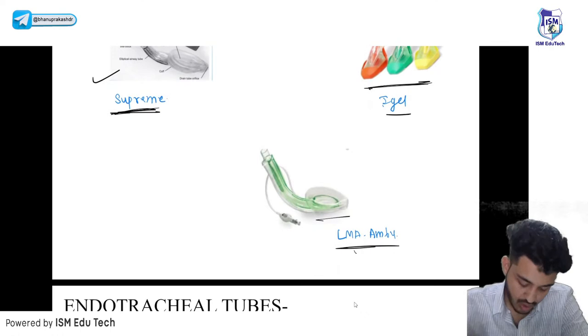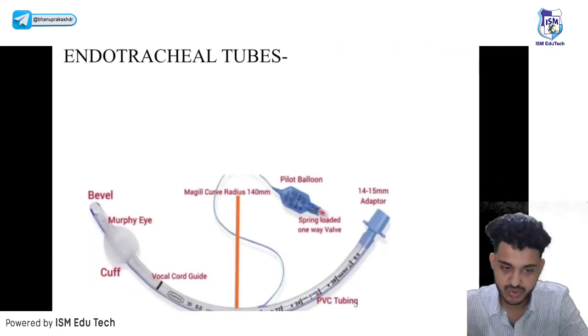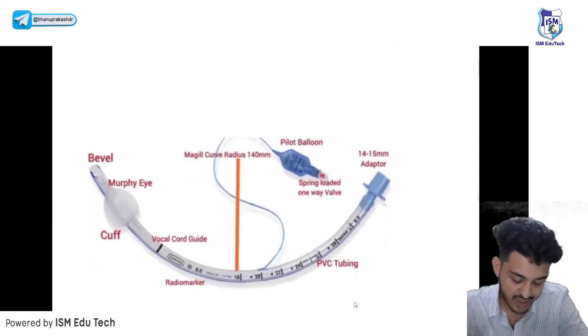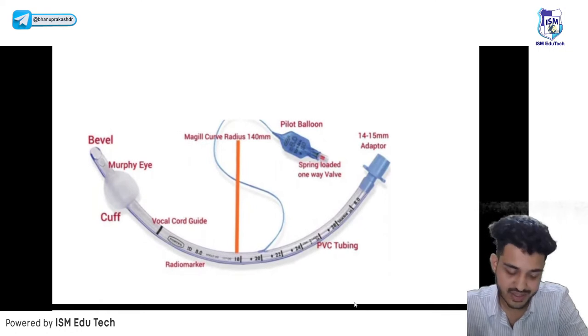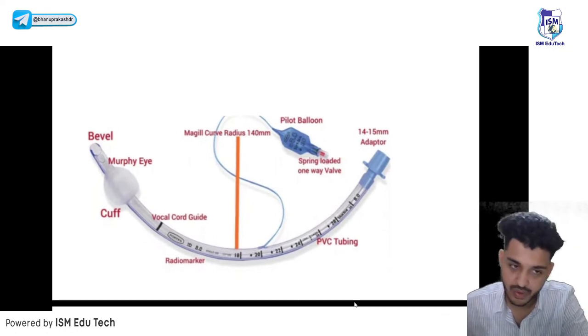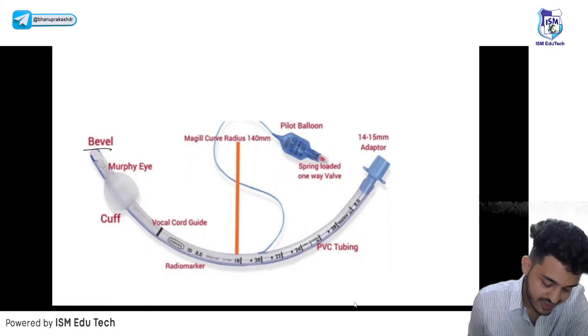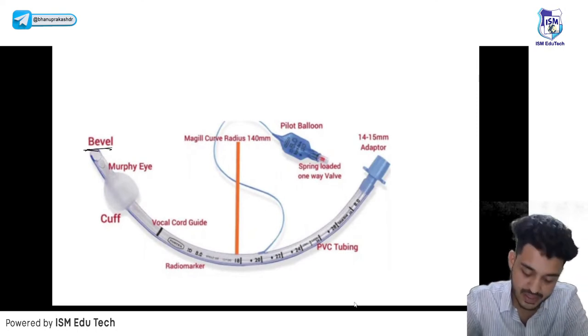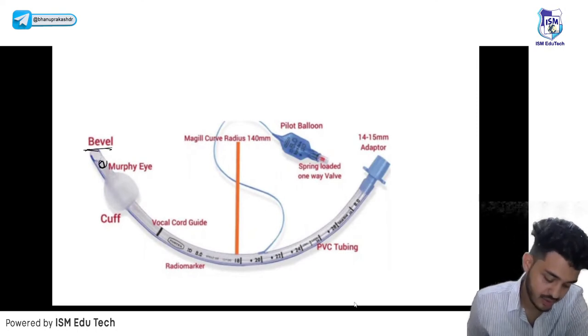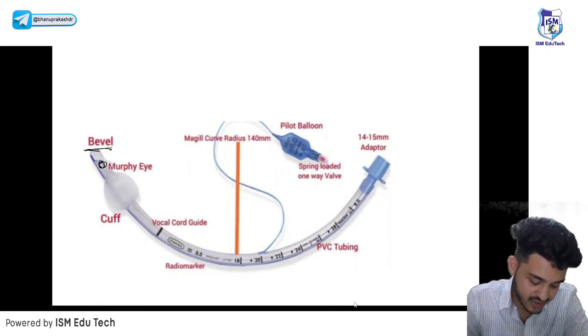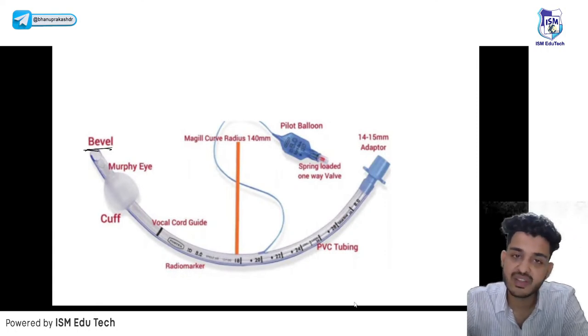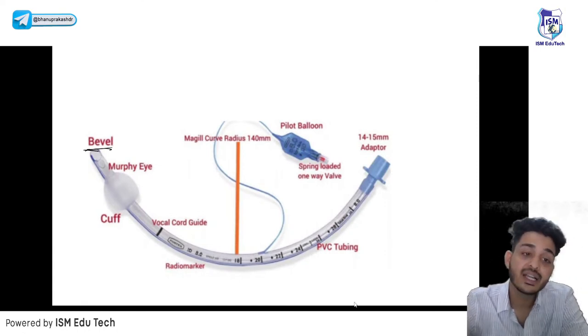Okay, let's talk about the endotracheal tubes. What are the features of endotracheal tubes that we need to look for? First thing, a bevel ending must be there. Second thing will be Murphy's eye. There will be an extra opening known as Murphy's eye. It was a question: Murphy's eye is present in which instrument? It is present in ET tubes.